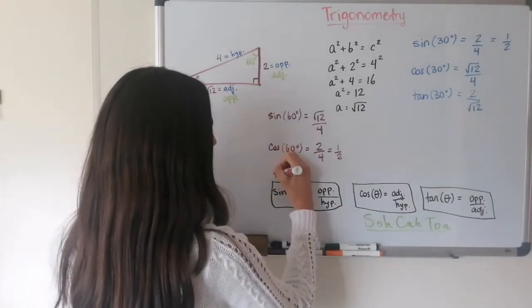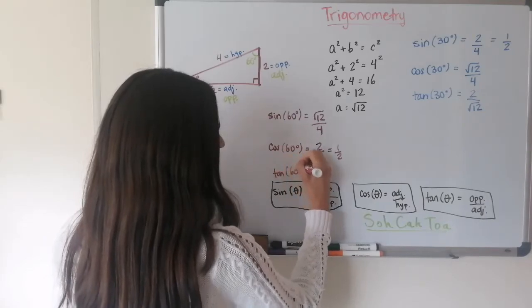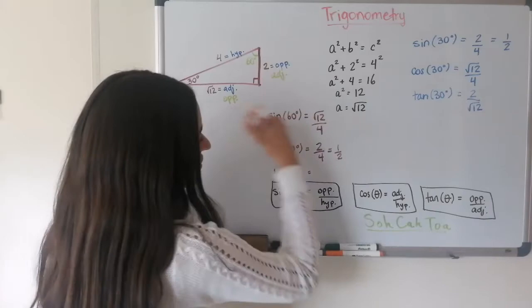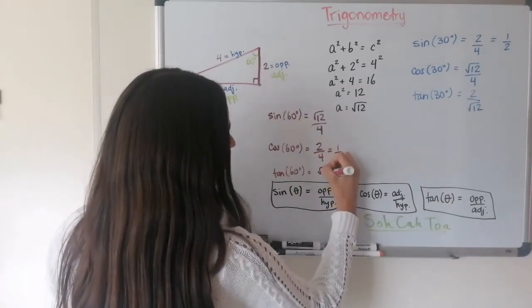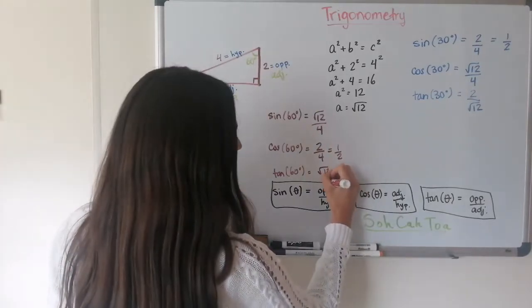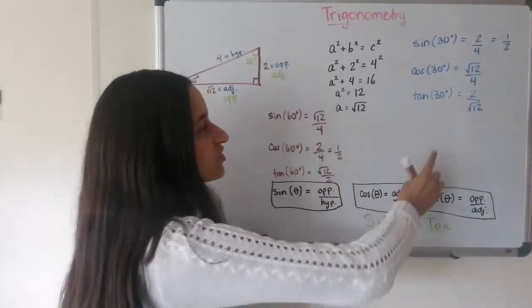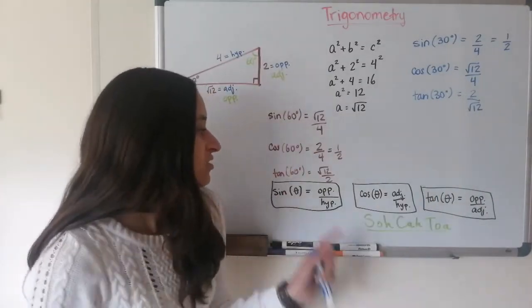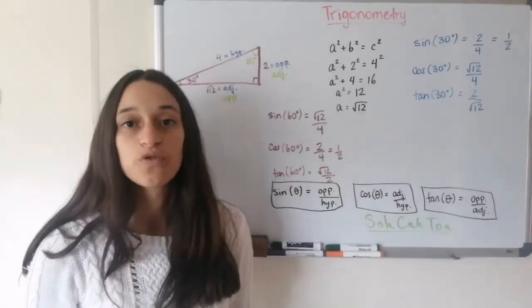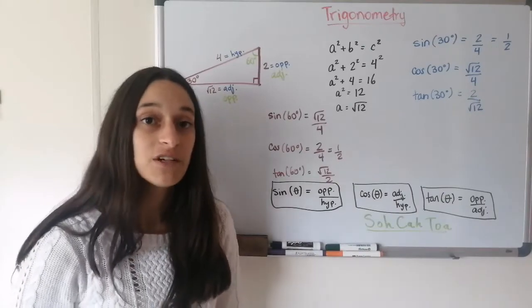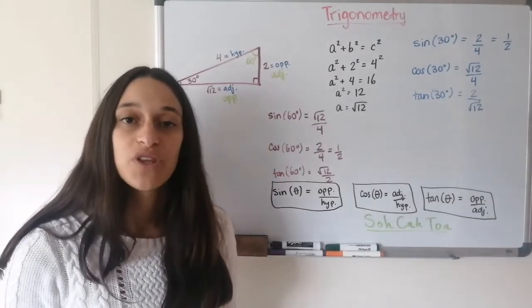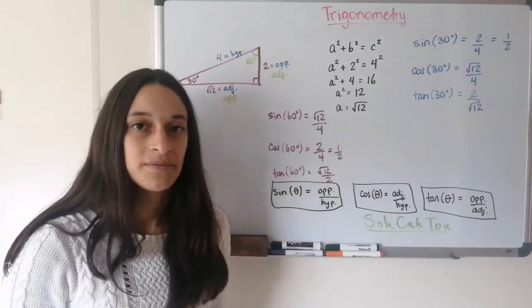And finally, the tangent of 60. Tangent was opposite over adjacent, so we have opposite, square root of 12, over adjacent, which is 2. So notice it gave us the inverse of tangent of 30. Tangent of 60 was square root of 12 over 2, tangent of 30 was 2 over square root of 12. So you have to be very careful when you label the sides that you're labeling them correctly for the angle that you're being asked for.